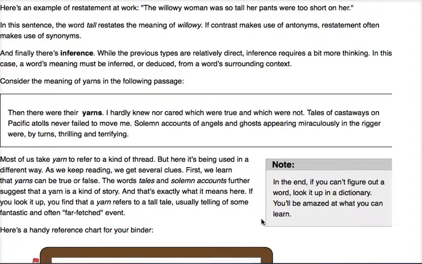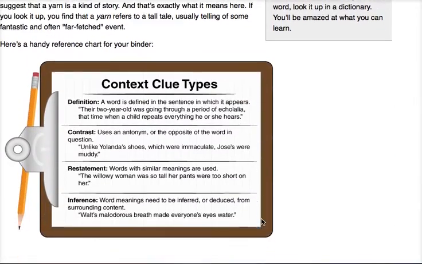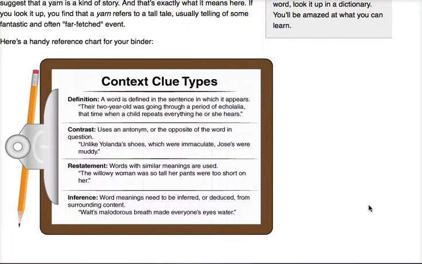If you look it up, you find that a yarn refers to a tall tale, usually telling of some fantastic and far-fetched event. So a note: in the end, if you can't figure out a word by the context, look it up in the dictionary. You'll be amazed at what you can learn. So here's a handy reference chart for your binder. I would either, if I were you, copy and print this context clues type or write it down in a notebook, because you're going to need to know these.